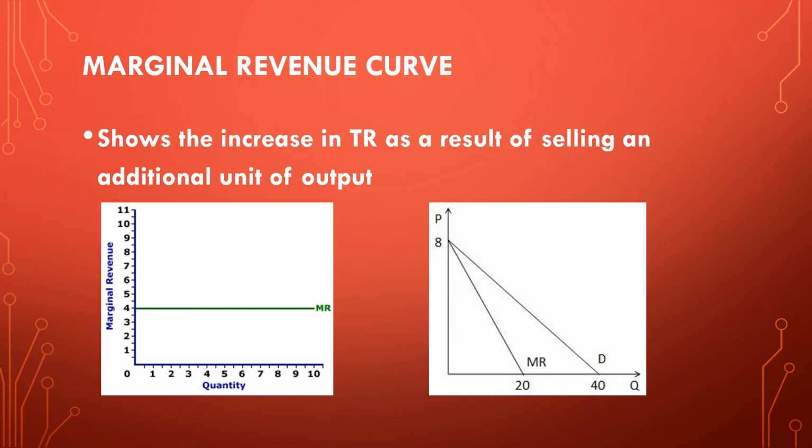Marginal revenue curve shows the increase in total revenue as a result of selling an additional unit of output, and it can look two ways. It can look like you have on the left side, which is just a horizontal line, and it could also be a downward sloping curve below the demand curve. I'm not too worried about marginal revenue in this section. You will learn when to use which, so for now, focus on marginal cost.